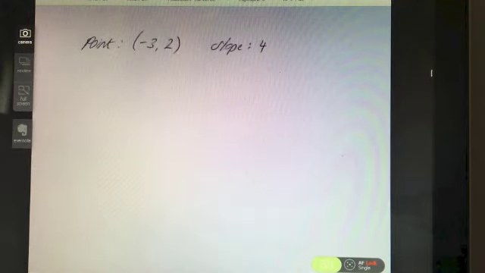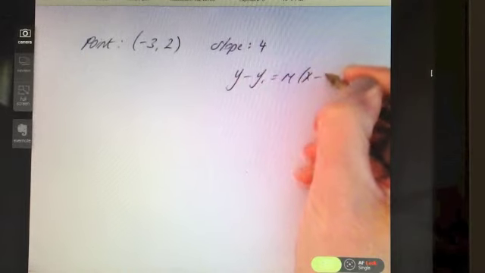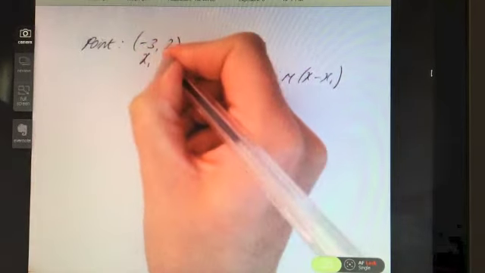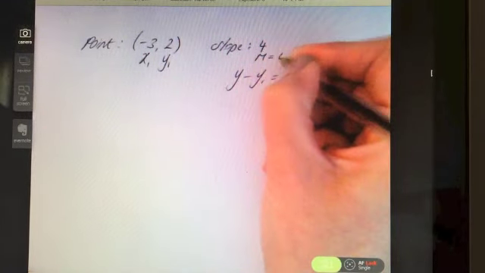Try this question. Again, we want the equation of the line with the point minus 3, 2 and slope 4. Pause the video, see how you get on with this. The first thing you're always going to do is write down the relevant formula for yourself from the log tables, and then we will label our points, of course, x1, y1, and 4 is, of course, m.